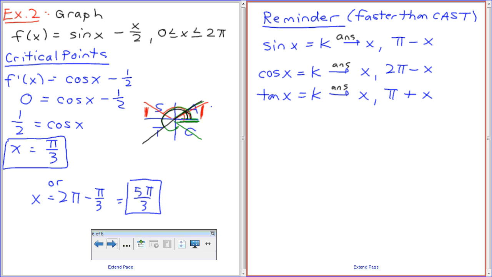If you assign theta equals K, that means my solution is X and pi minus X. For cos X equals K, my solution is X and 2 pi minus X. And for tan X equals K, the solution is X and pi plus X. Have I confused everyone yet? One person's nodding, shaking his head. That's good, Derek. Okay, let's go for points of inflection now.